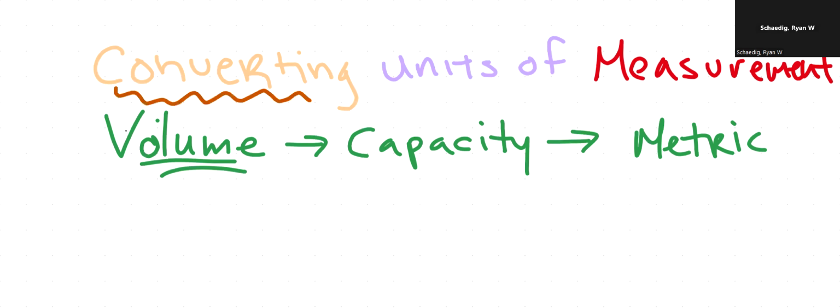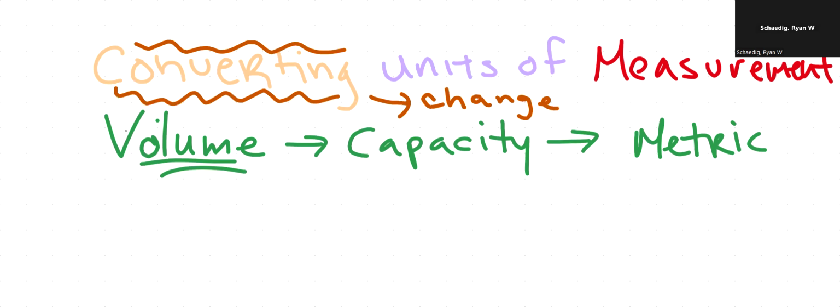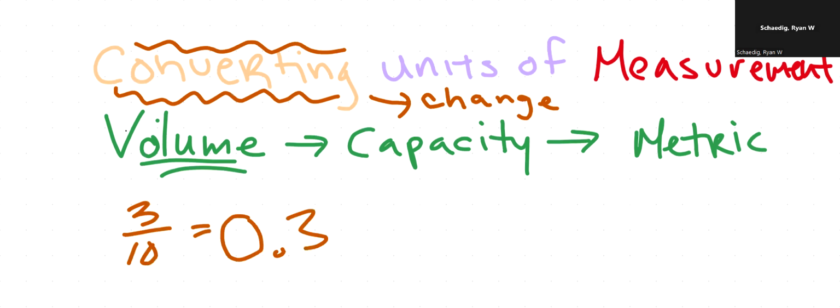So this concept to convert really just means to change, right? For example, I could convert 3/10, I could convert that as a fraction into a decimal. That says 3/10, right? So I'm converting. And that is the concept again of equivalent. So things are equal, but they look different. And we're going to talk about that in terms of units of measurement.